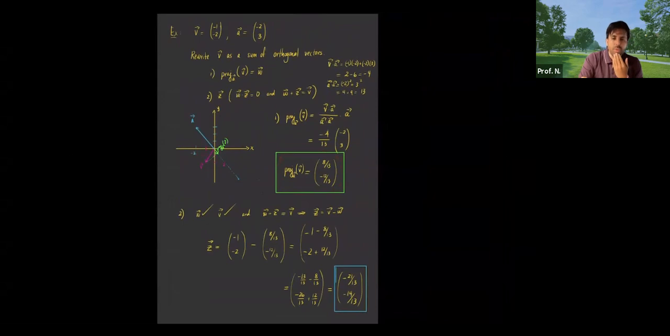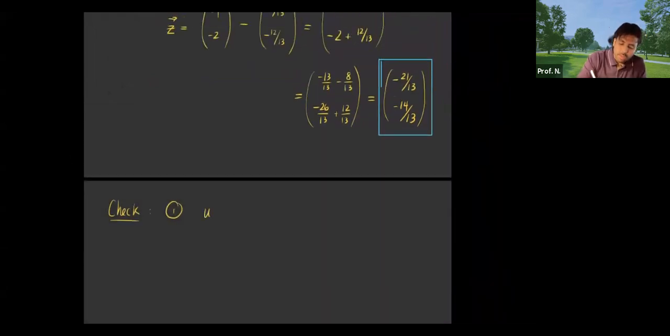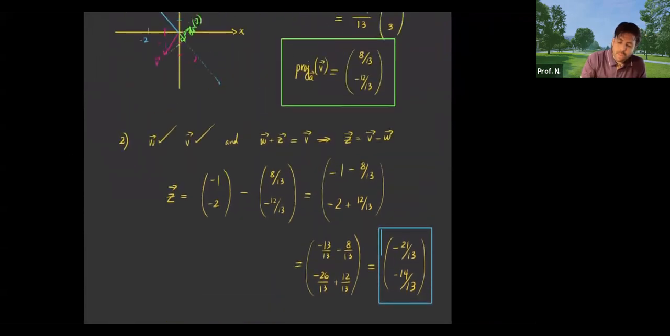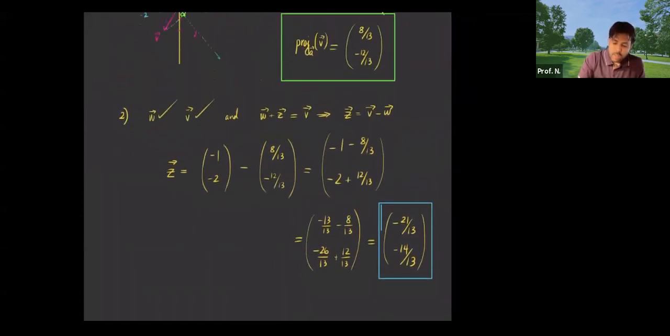Now, how can we be so certain that everything works out? Well, you can check. You can do several checks. You can check by showing one thing, that when you add W plus Z, you indeed get V. So if I were to add W back, it's supposed to work out, right? Because that's how I found it. I use the same formula.